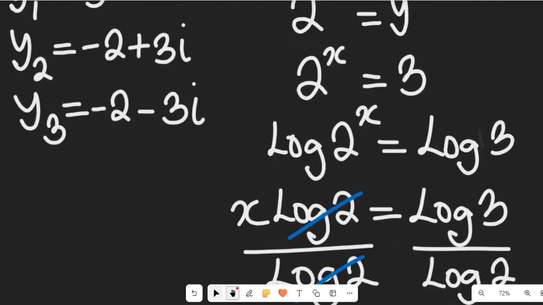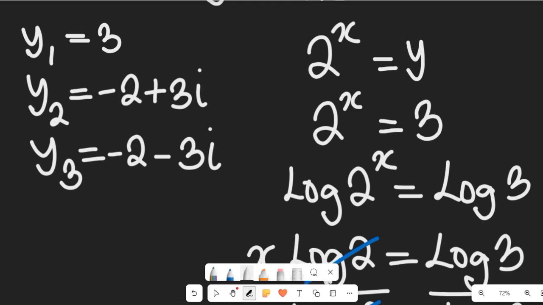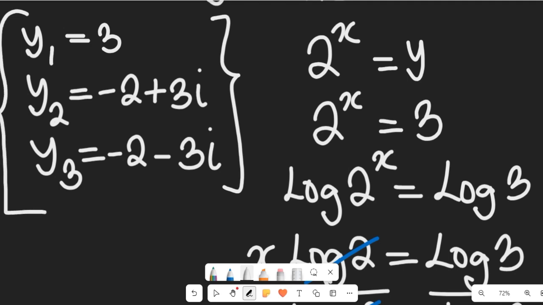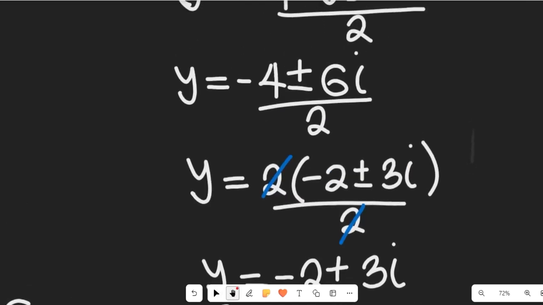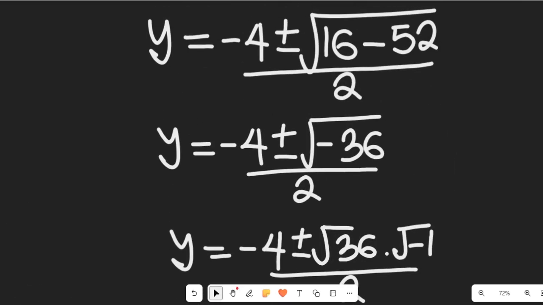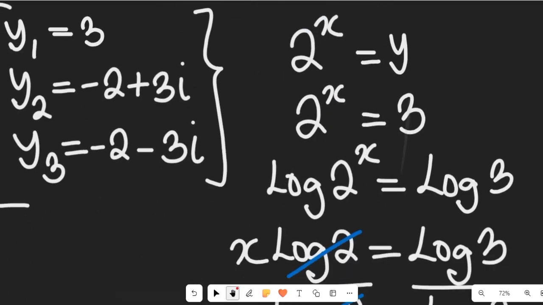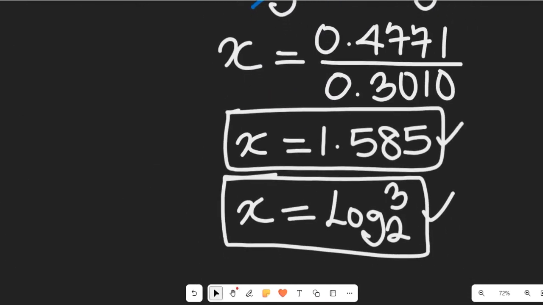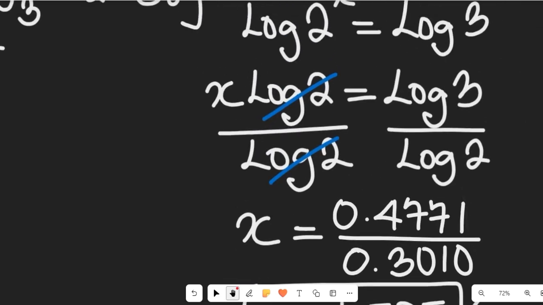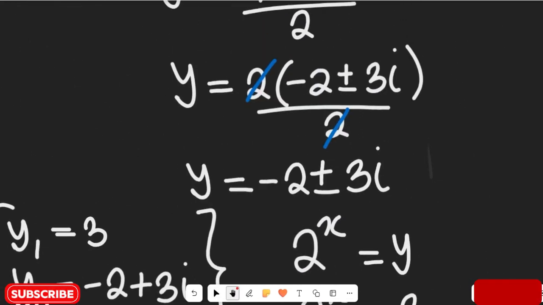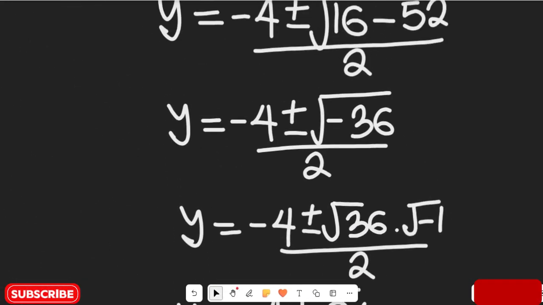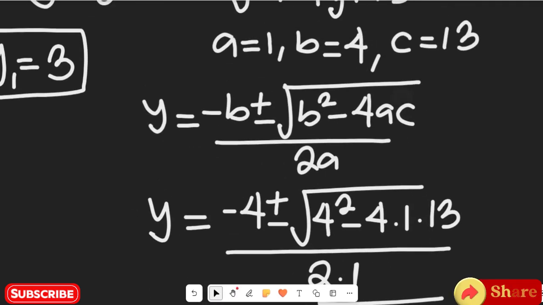The other two solutions to y are complex values, and as such we are going to leave the solution at that. We can still find the value of x for those values, but they will be complex solutions. So we're going to leave it at that. So the value of x for the question given to us up there is 1.585 or log of 3 base 2 as given to us up there.